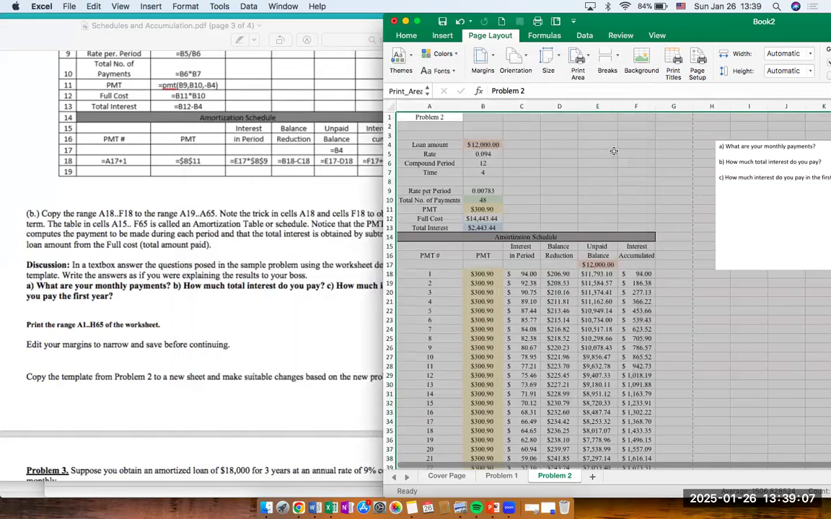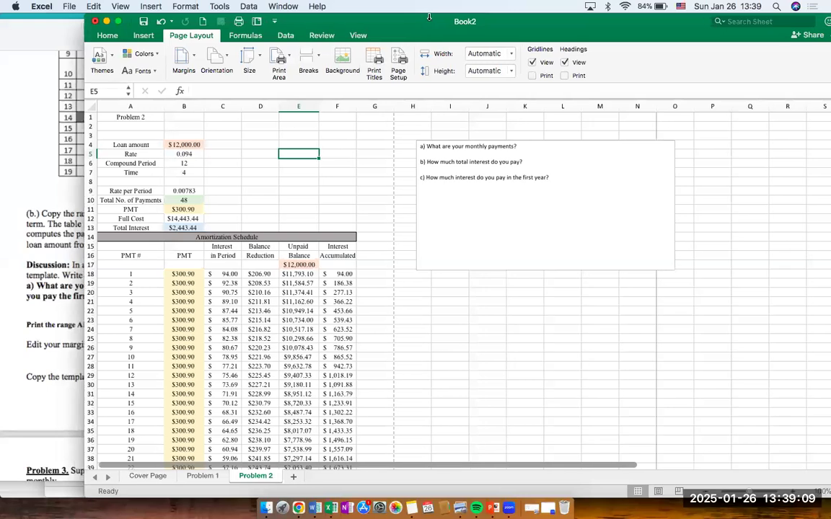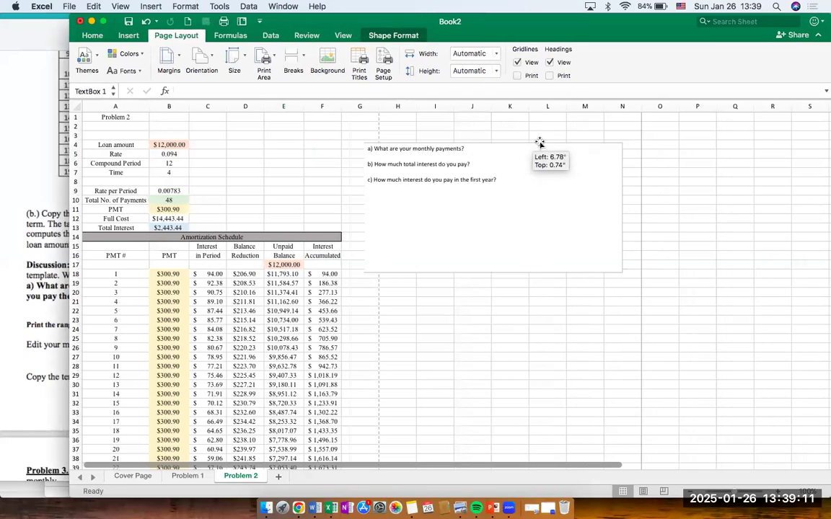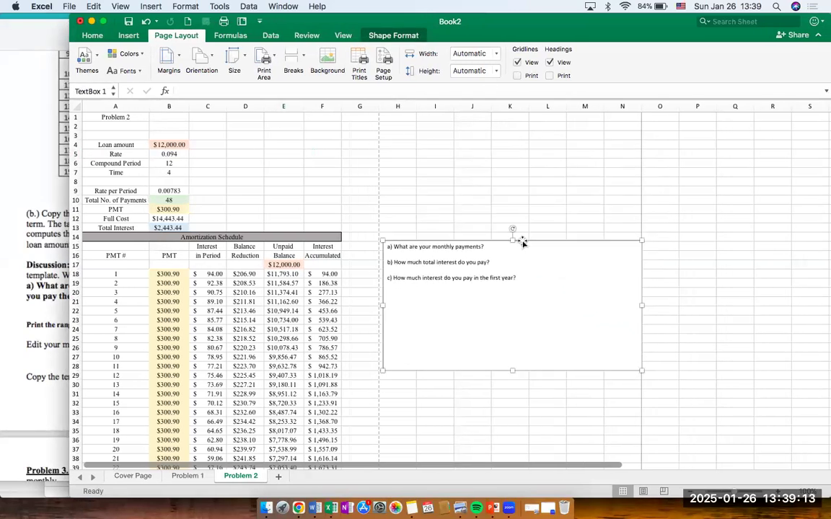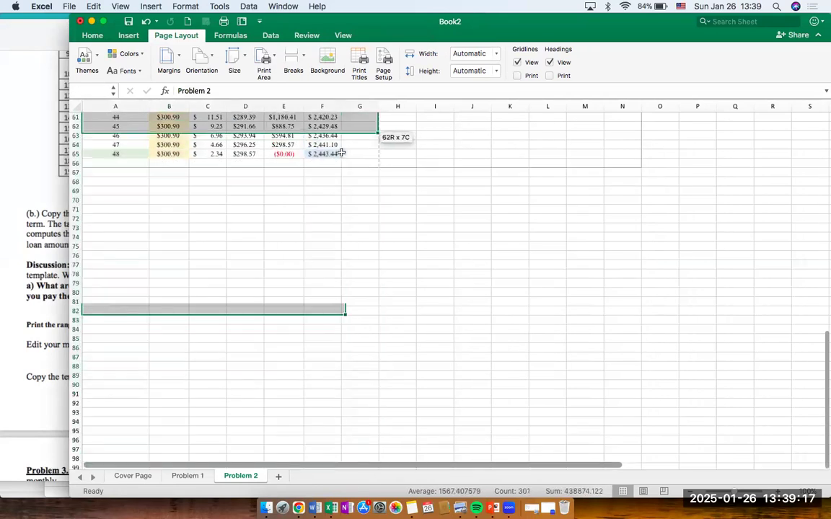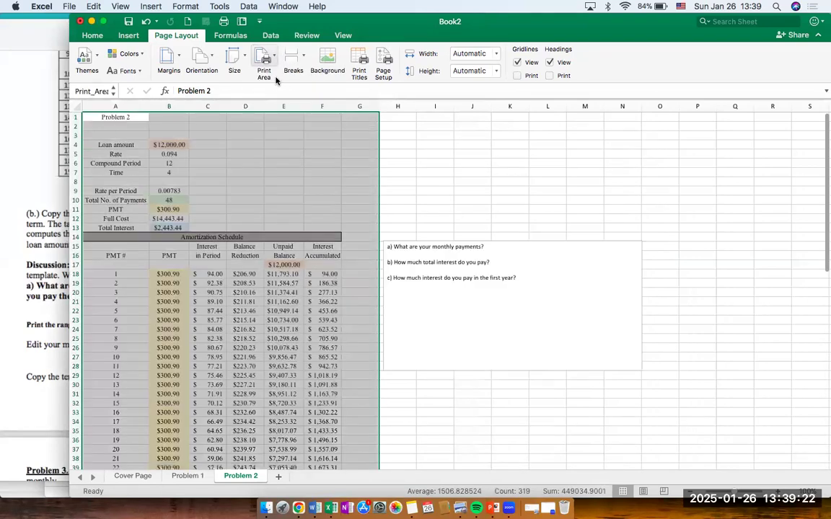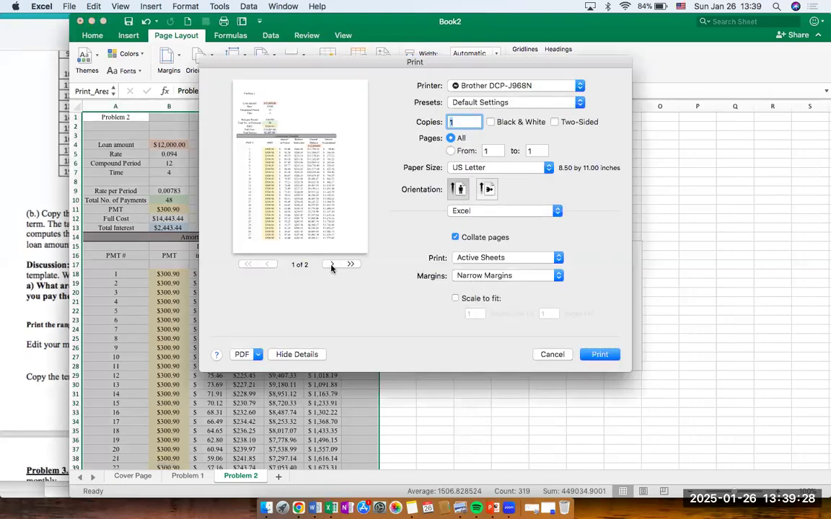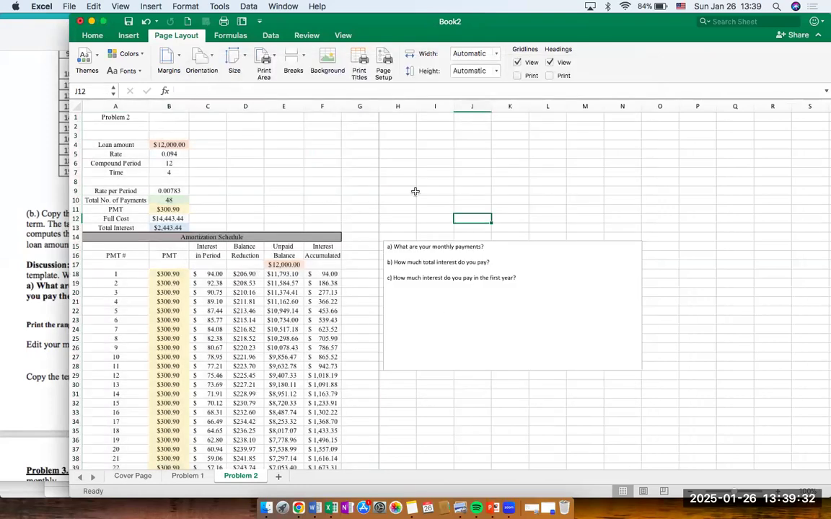Let me try that one more time. Maybe I just didn't like this text box. One more time. Let's see if it'll let me do it this time. My computer is glitching a little bit. Usually it works, but let's say yours is like mine. It's not fitting onto one page.